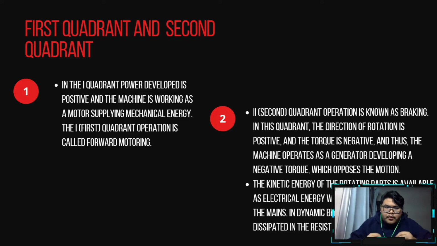In quadrant 1, power developed is positive and the machine is working as a motor supplying mechanical energy. In the first quadrant, operation is called forward motoring. For the second quadrant, operation is known as braking. In this quadrant, the direction of rotation is positive and the torque is negative. The kinetic energy of the rotating parts is available as electrical energy, which may be supplied back to the mains in dynamic braking.